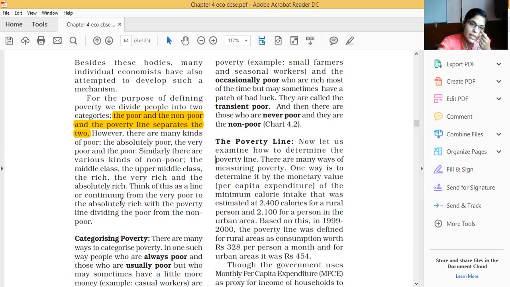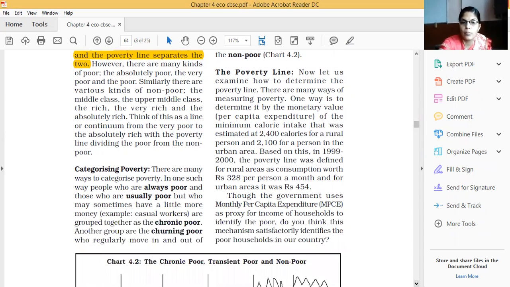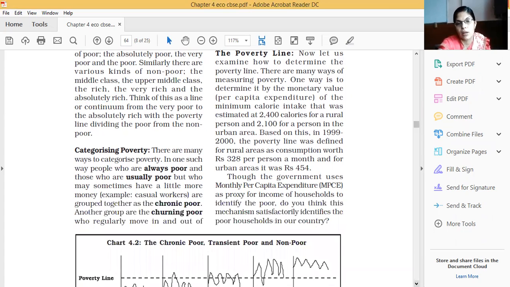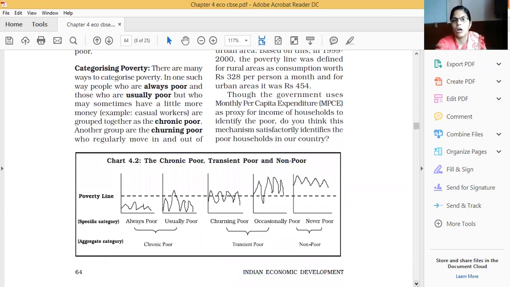First one we are discussing is categorizing poverty. In categorizing poverty, what is the level of the poverty? Always poor, usually poor, seasonal poor, or what type of poor? You write it. Some are always poor, and some are poor only in a particular season. So we will discuss this. There are various types of categories for the poor. There are many ways to categorize poverty.